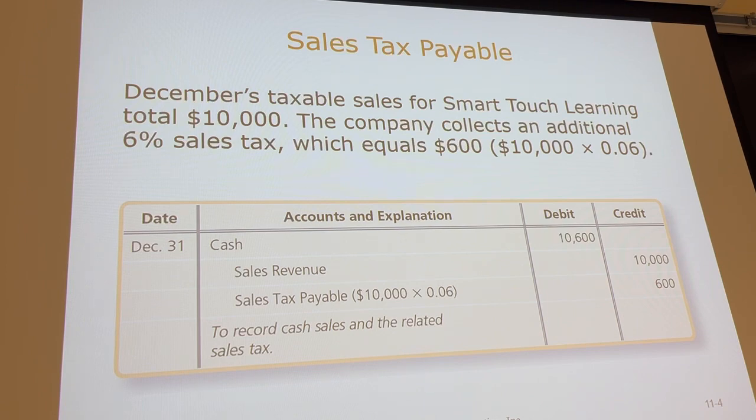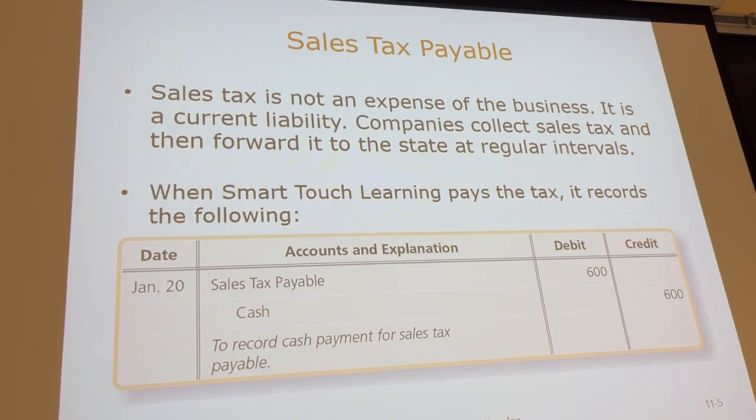So here's an example that says December sales tax, or taxable sales, for Smart Touch Learning total $10,000. The company collects an additional 6% sales tax, which equals $600. So here's what the journal entry would look like to recognize the sales revenue and the tax. We would debit cash, $10,600. We would credit sales revenue, $10,000. And we would credit sales tax payable, $600.